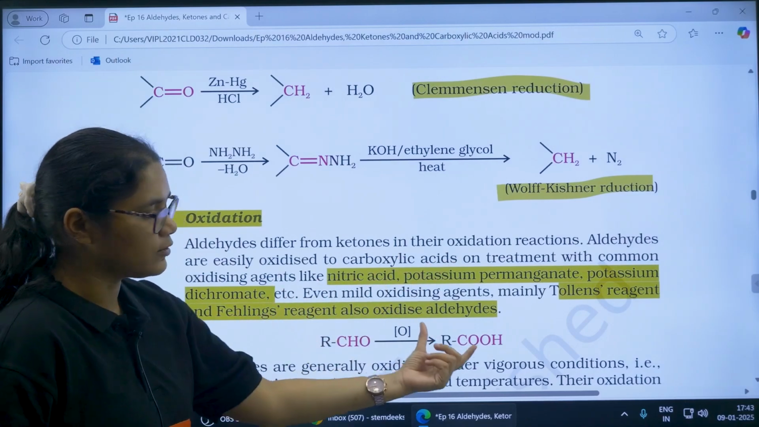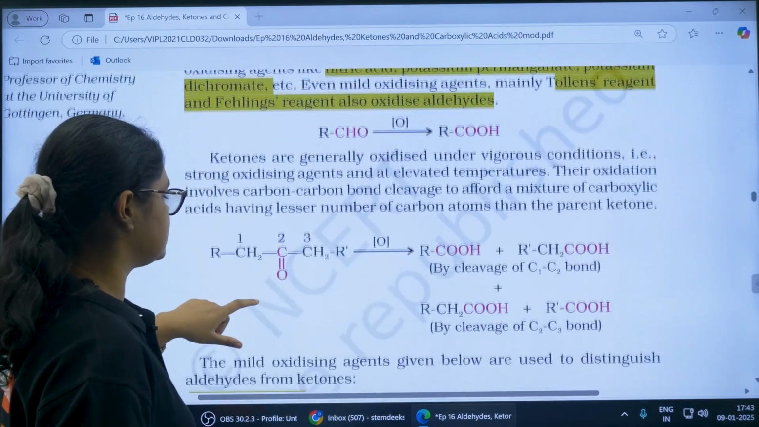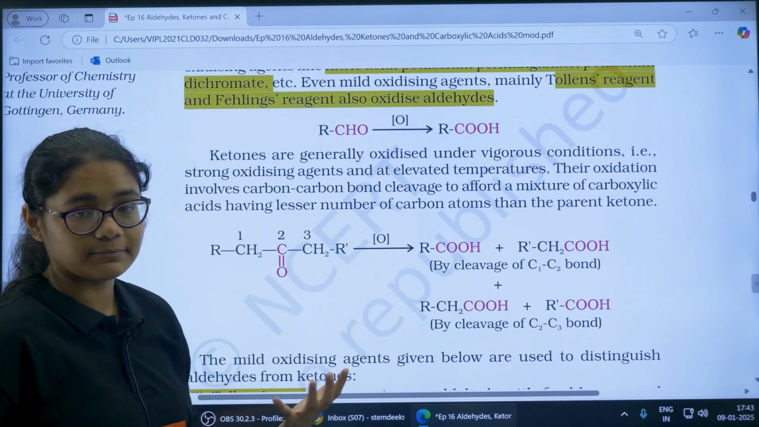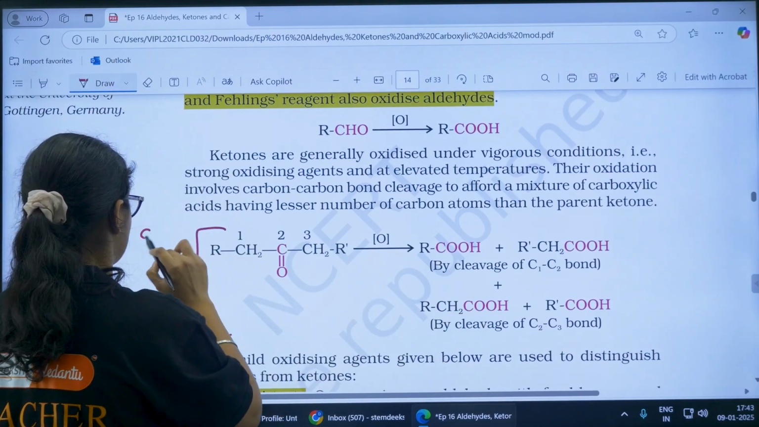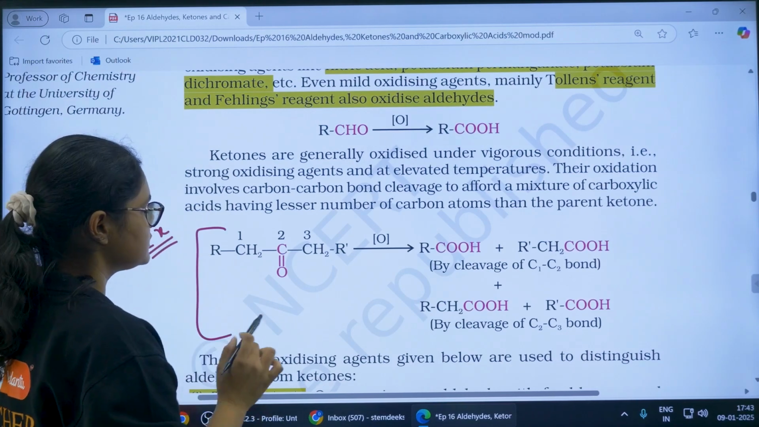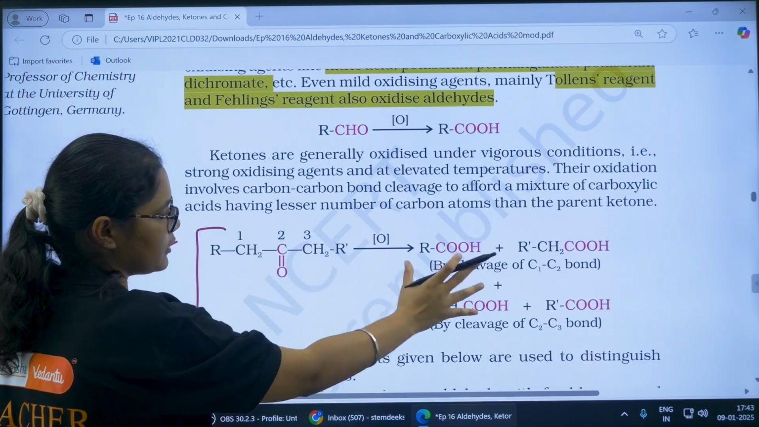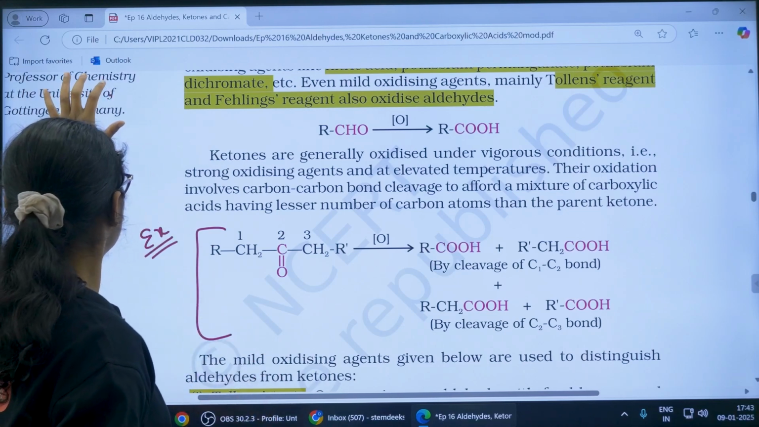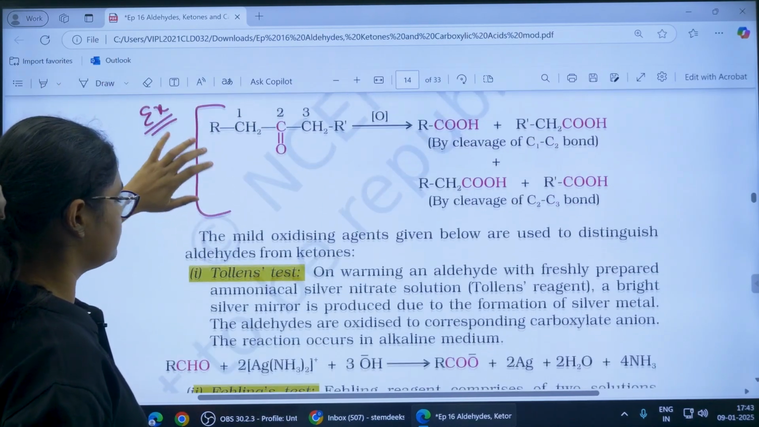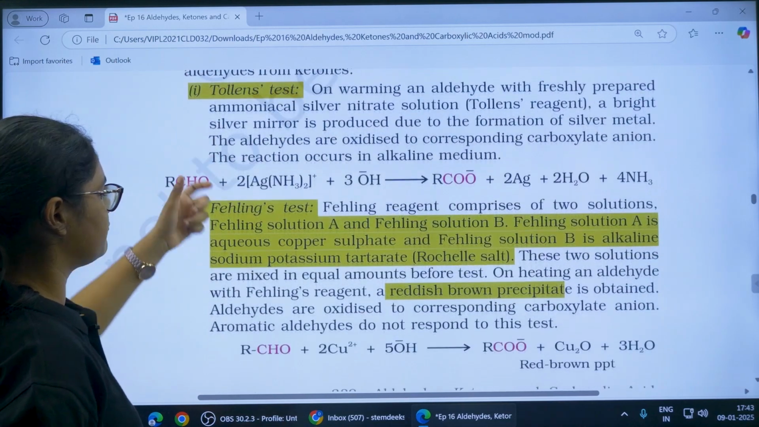So when aldehydes are oxidized we get acids, but when ketones are oxidized there are multiple products formed. So please remember this example. Oxidation of ketones: if the C1-C2 bond breaks, what product will form? If the C2-C3 bond breaks, what product will form? After that, if we move forward, Tollens reagent, then Fehling's test.